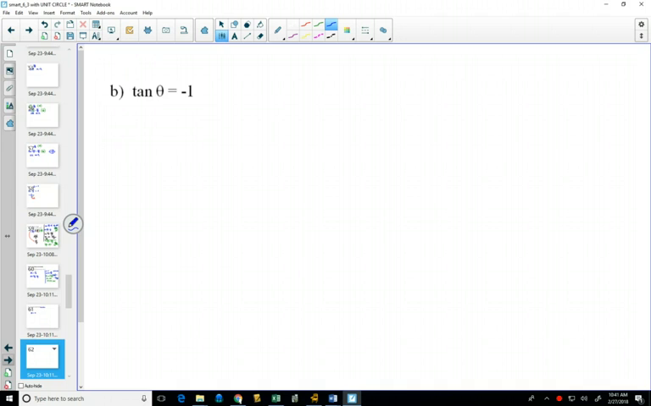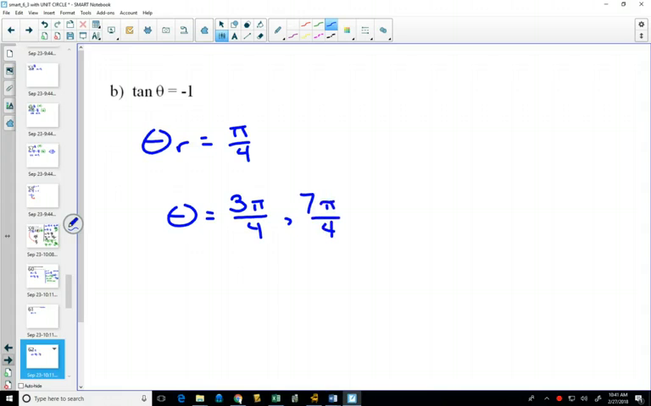What about tan equals -1? Well, is tan ever 1 on your unit circle? Yes. What family does that happen in? Pi over 4 family. Now, tan is negative in quadrants 2 and 4. So then, what's our pi over 4 in quadrant 2? 3 pi over 4. What's our pi over 4 family in quadrant 4? 7 pi over 4.